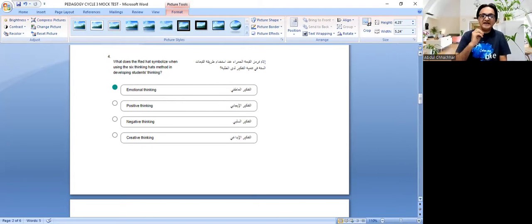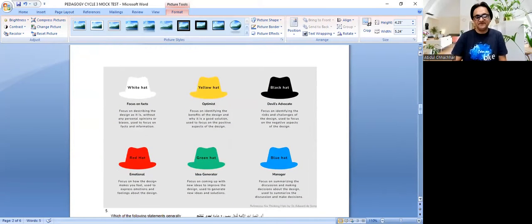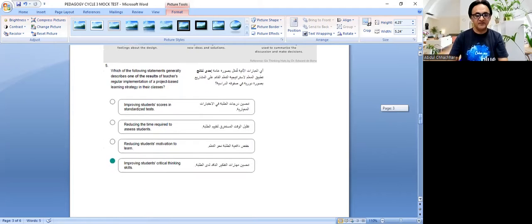So here it is asking what the red hat symbolizes. As you can see, the red hat symbolizes emotional thinking. You can go for it. Even the lesson is already uploaded. Regarding convergent and divergent thinking, I'll give you the links in the description. You have to go through and watch the complete lessons. That will help you a lot. Even the inquiry-based learning one. Move to the next one.